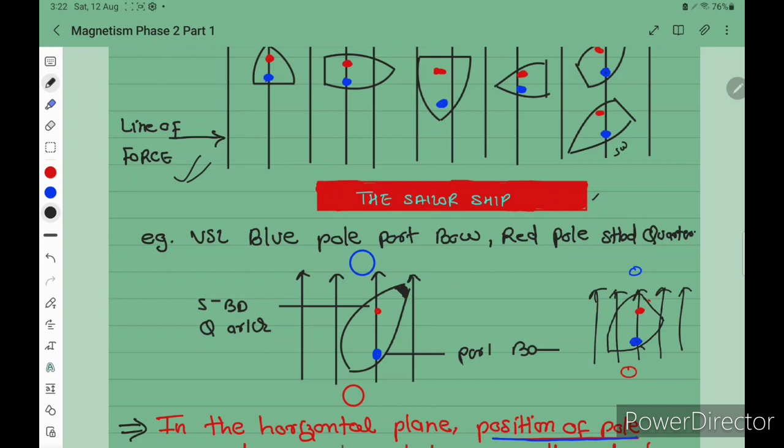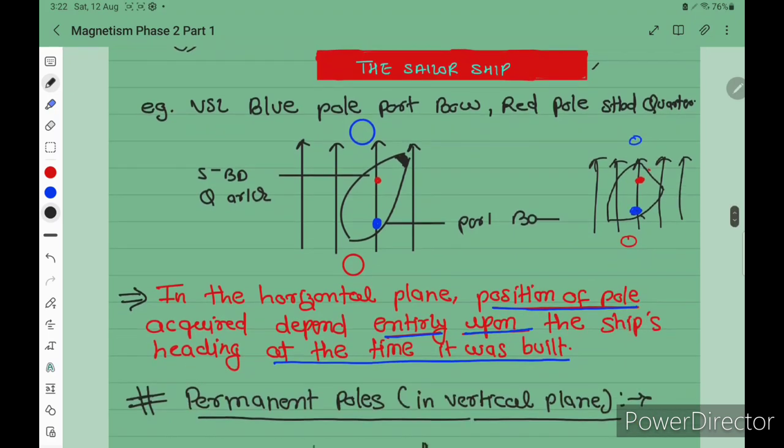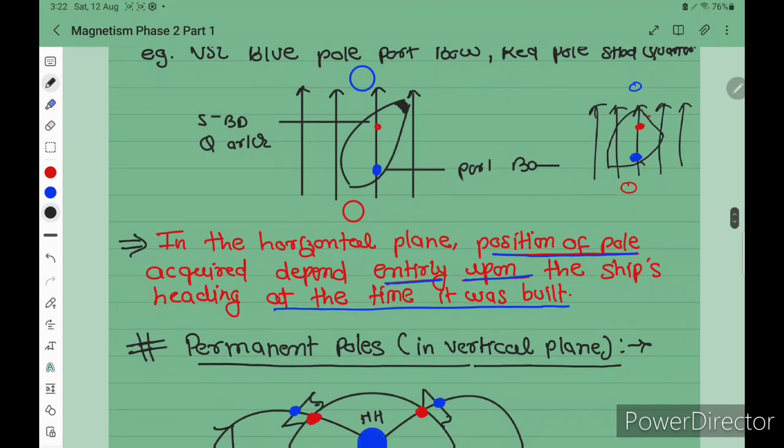So apply this, and you can find at which heading the vessel was made. Hope you understand this one. If you still have doubts, write to me in the comment box and I will tell you the heading. In the horizontal plane, the position of the poles acquired depends entirely upon the ship's heading at the time it was built. So we already discussed that.